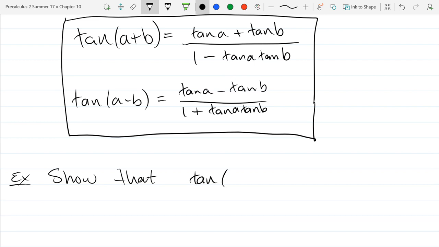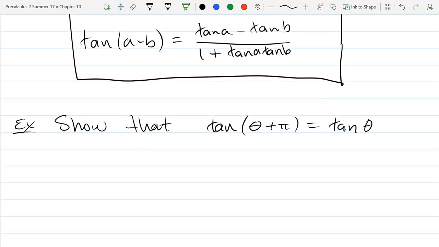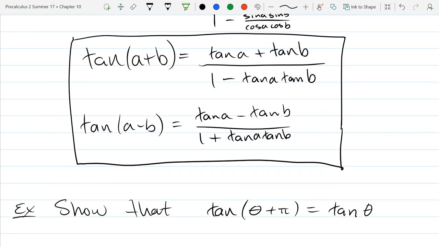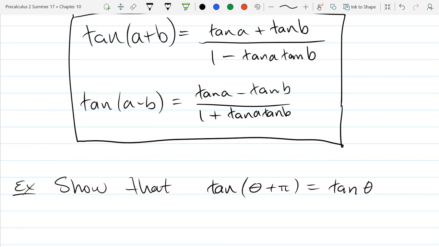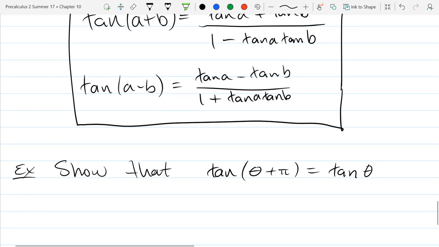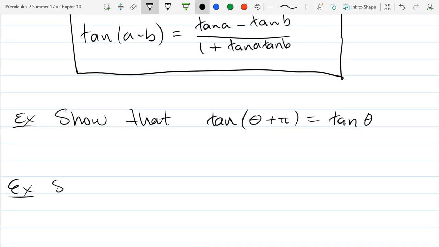So we looked at a unit circle before, but you can also prove that tangent has a period of pi using the sum formula for tangent. So you can use this and show that this is true. I'm going to skip that, but I strongly encourage you to do that right now. Hit the pause button and take a few minutes. What I'm going to do is a slightly more tricky problem, and you'll see why it's tricky in a minute.